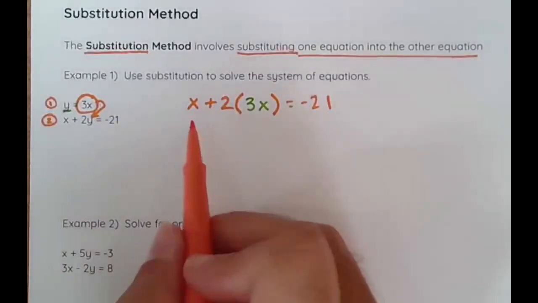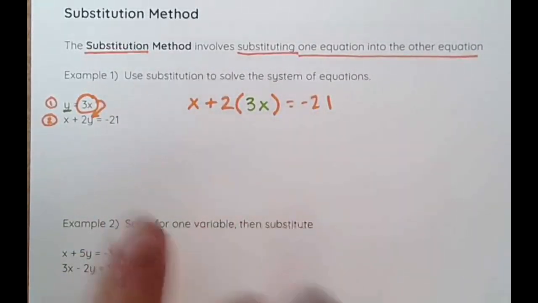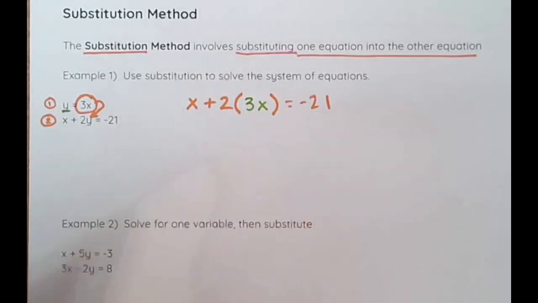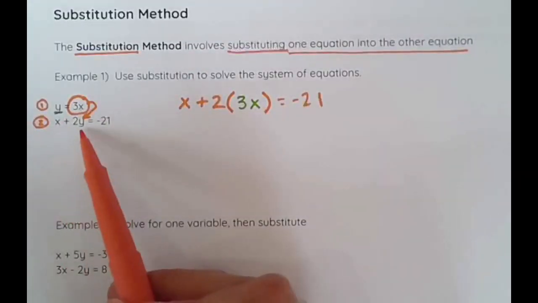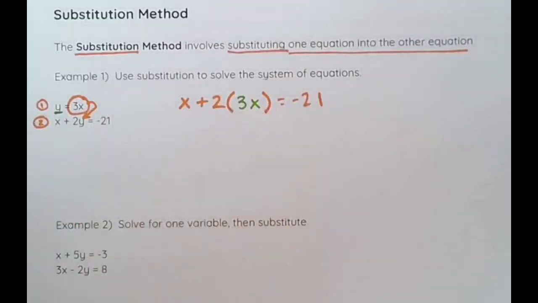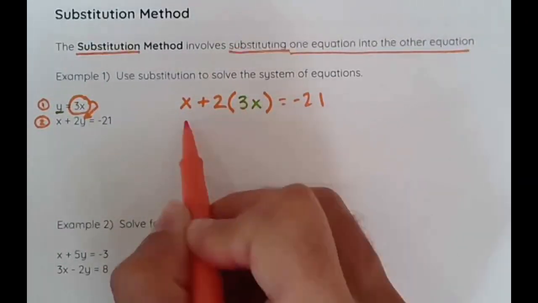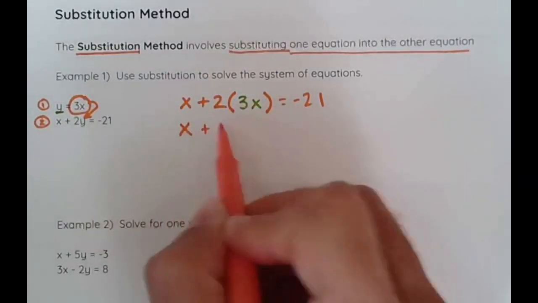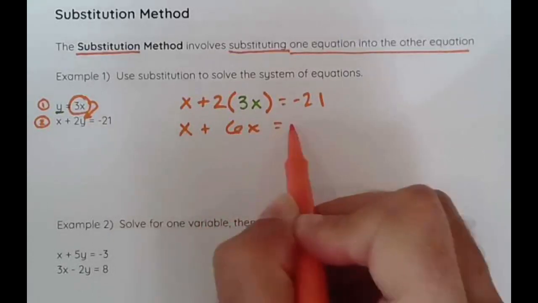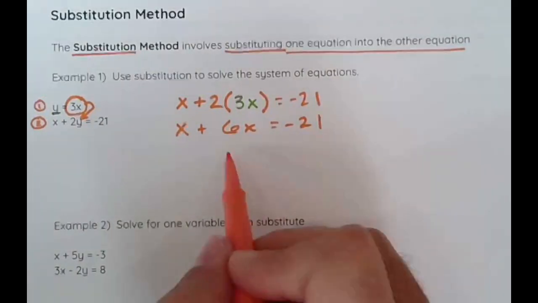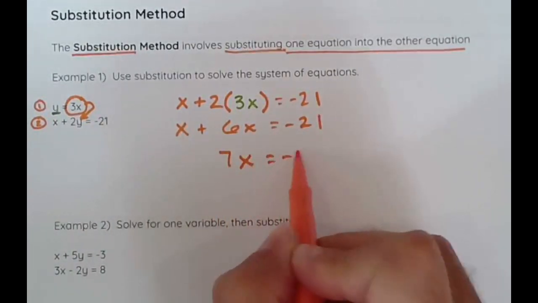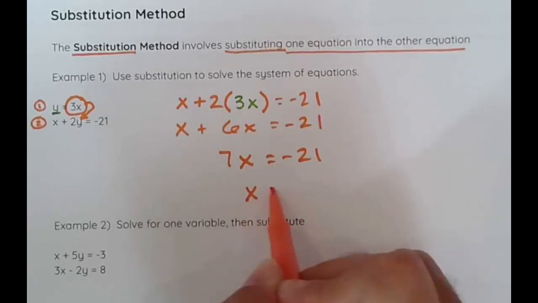From here, once I substitute in, I should be left with one variable. So I started with x's and y's. Now I'm down to just x's. So that means I'm on the right track. If I still have an x and a y after substituting, I've done something wrong. All right, let's simplify. Plus 2 times 3x is 6x equals negative 21. Solve down, 7x equals negative 21. x is equal to negative 3.